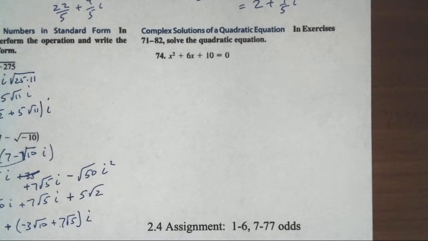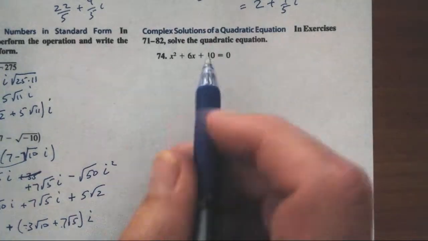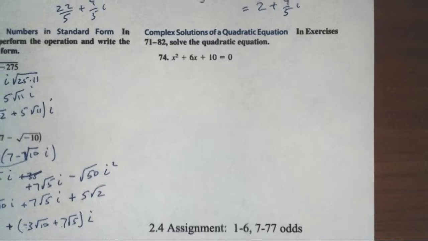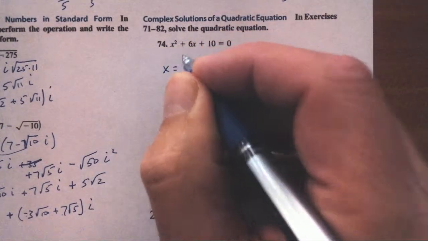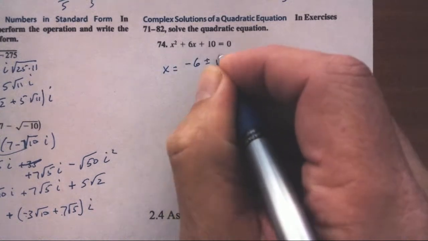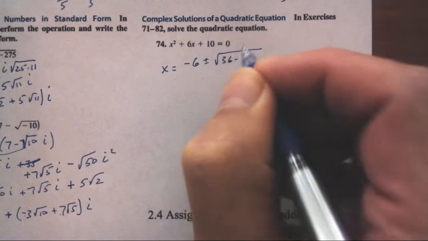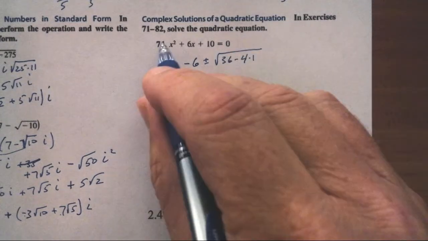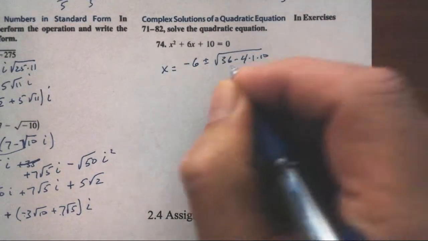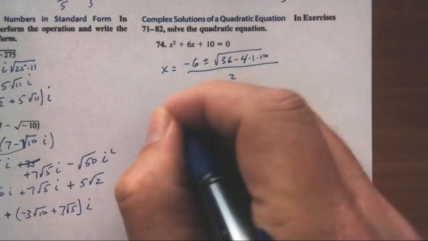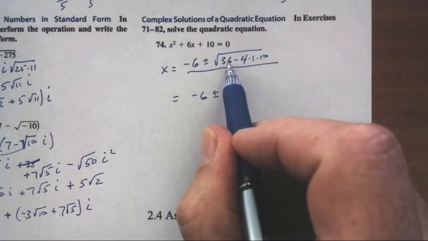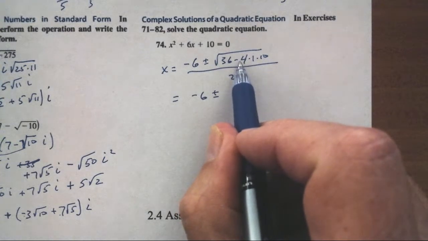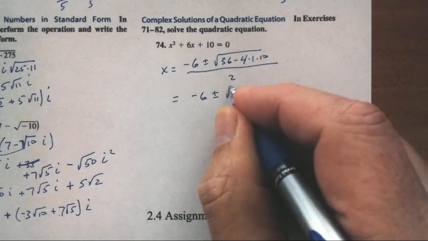In exercises 71 through 82, solve the quadratic equation. Factors of 10 that add up to 6, we don't have them. I didn't expect them because I think I know where we're going here. So, x equals the opposite of b, plus or minus square root b squared minus 4 times a times c, 10, all on 2a, or negative 6 plus or minus. Let's see. This is 36 minus 40.